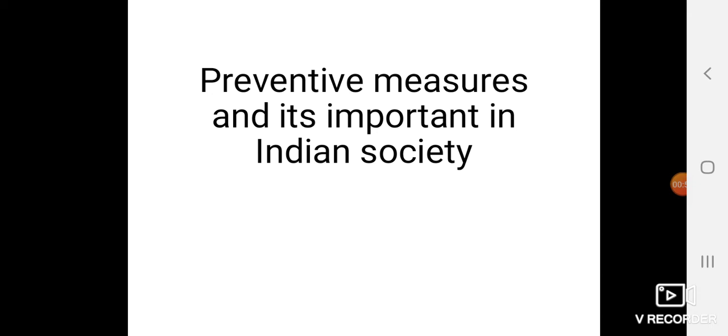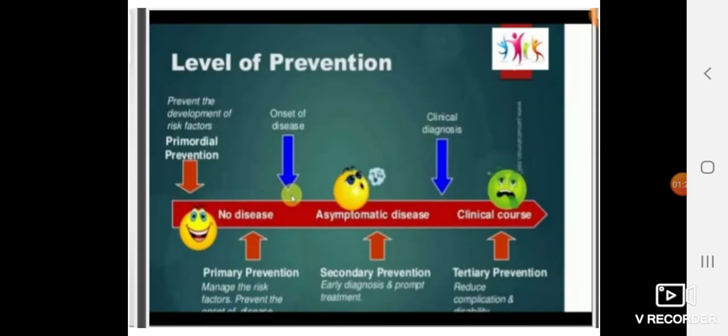It is nothing but prevention, early diagnosis, treatment, reducing or limiting the disabilities, and rehabilitation. Mainly preventive measure has four types. First one is primordial, second one is primary, then secondary, and last one is tertiary. Here this video will discuss the first two. This diagram will clearly explain the levels of prevention: primordial prevention, then primary, then secondary and tertiary prevention levels.